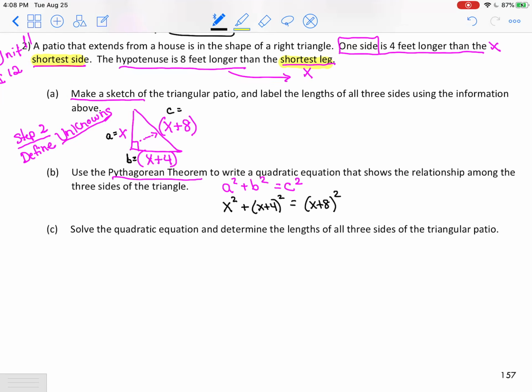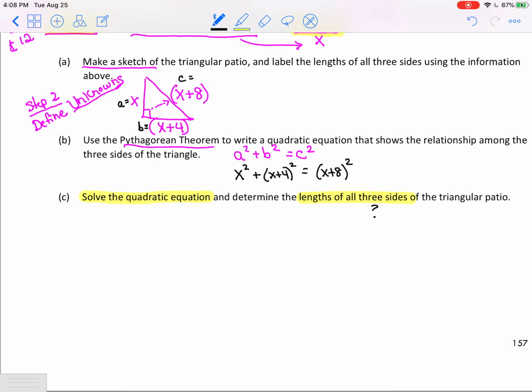All right. Now in C, we're supposed to solve the quadratic equation and determine the length of all three sides of the triangle. So here's some important wording. Solving a quadratic equation, we need to remember what that is, right? And we know that that is going to involve factoring, right? When we solve a quadratic, we have to factor it first, and then we set each factor equal to 0. And in the end, we are determining the lengths of all three sides of the triangle. That's our unknown. That's kind of our goal.